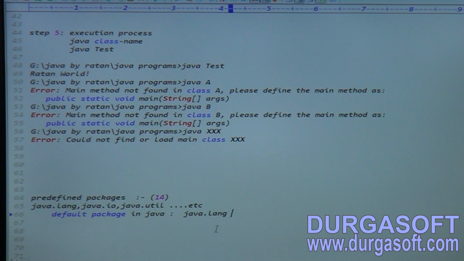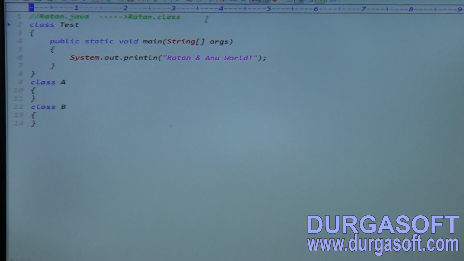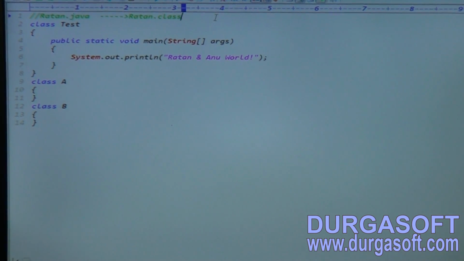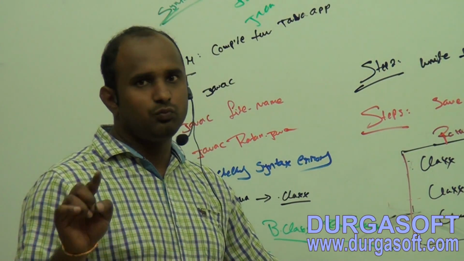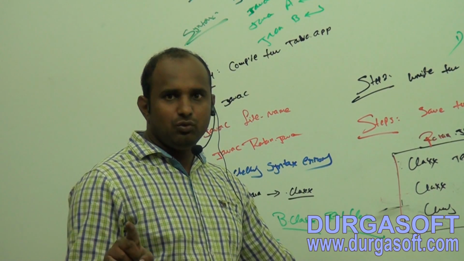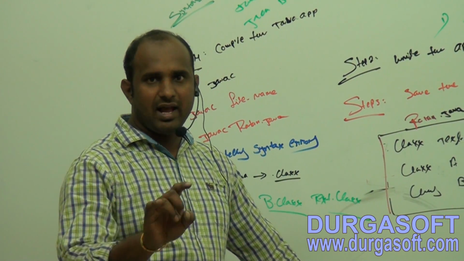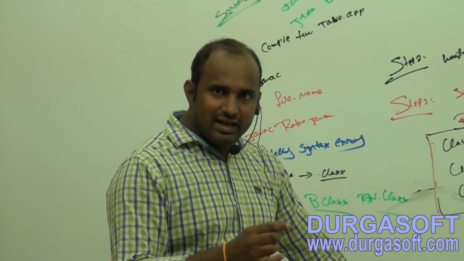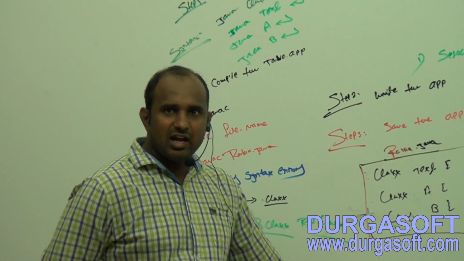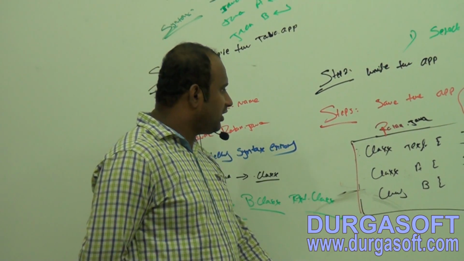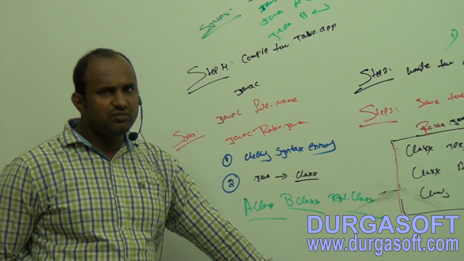The java.lang package. Out of 14 packages, only one package is the default: java.lang. Whether you import it or not, the java.lang package is automatically imported. Tell me, Java contains how many predefined packages? 14. What is the default package? java.lang. So when we use java.lang package classes or interfaces in our application, no need to import it. Why? It is a default package.